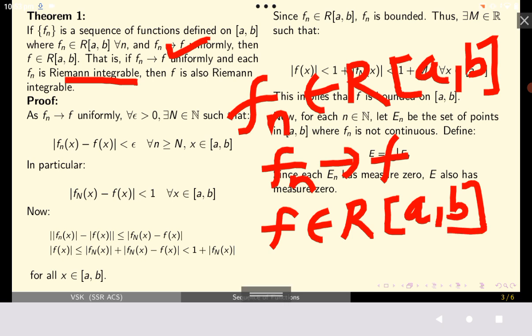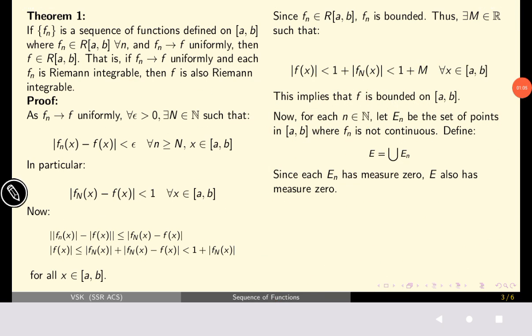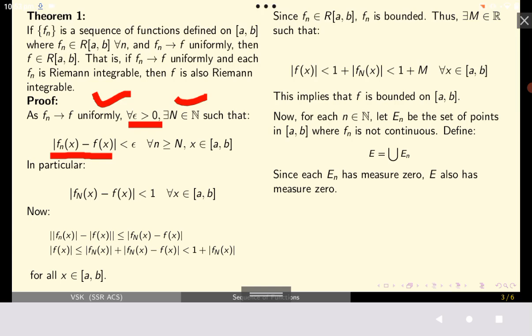So let us see the proof. Proof is very easy. As Fn converges to F uniformly, for given epsilon greater than 0, there exists N such that modulus of Fn(x) minus F(x) is less than epsilon for all n greater than or equal to N and for all x belongs to [a, b]. This is because of the definition of uniform convergence. Now, in particular, modulus of Fn(x) minus F(x) is less than 1 for all x belongs to [a, b] by taking epsilon equal to 1.